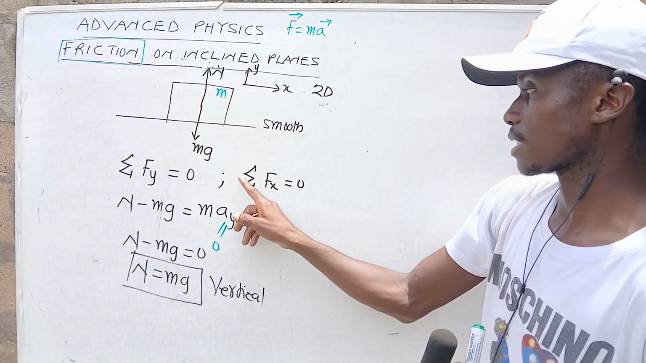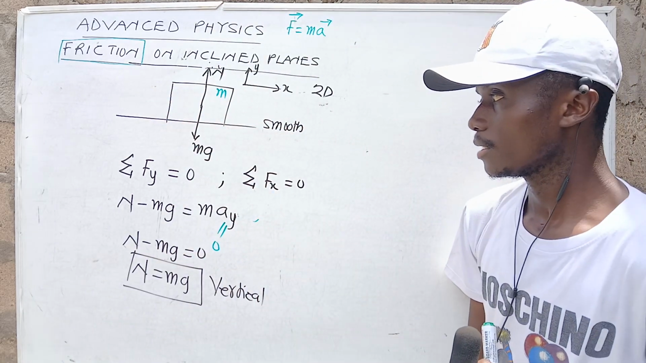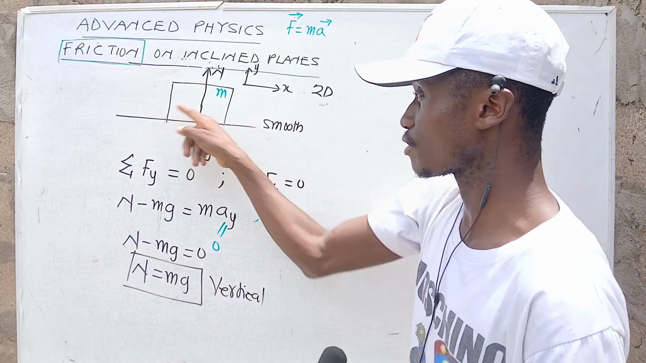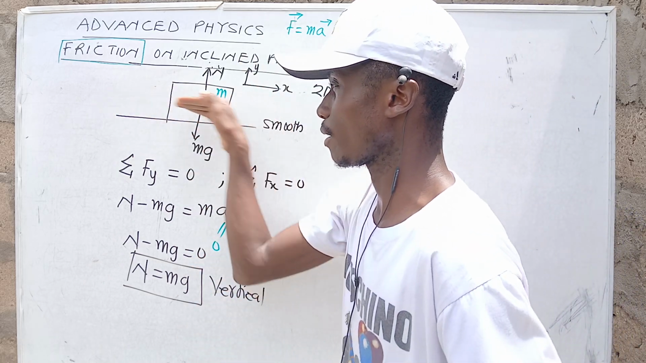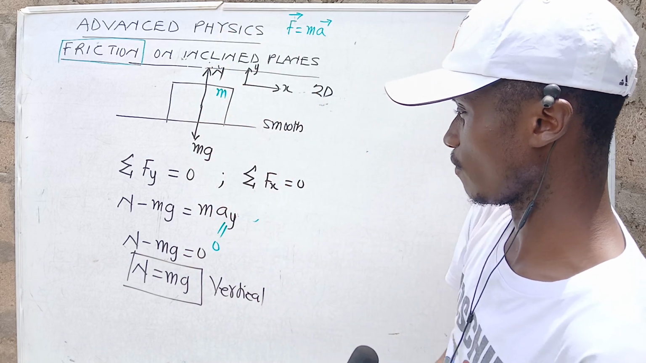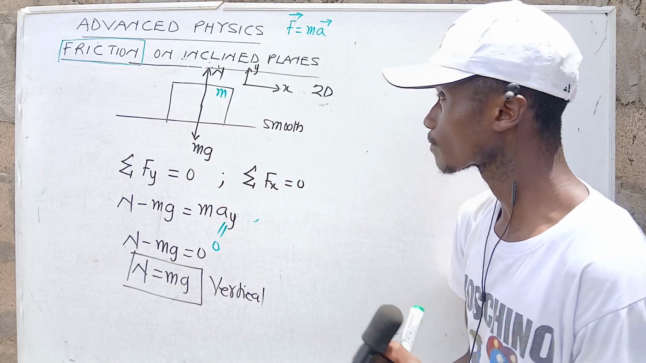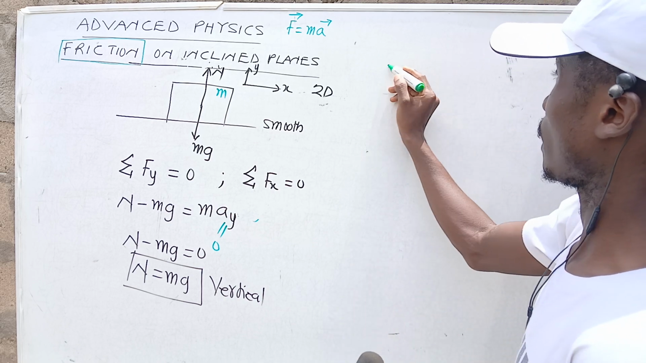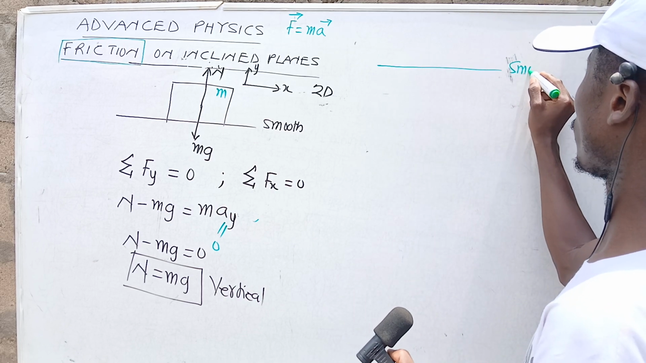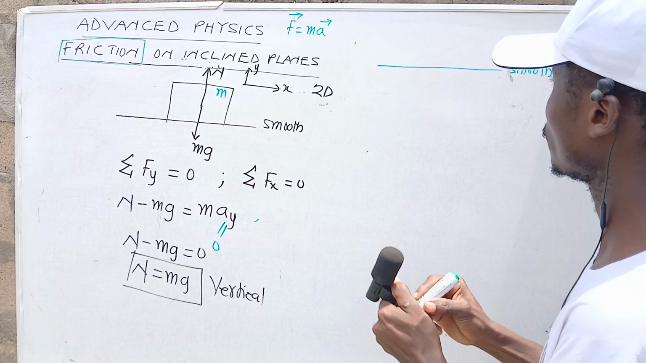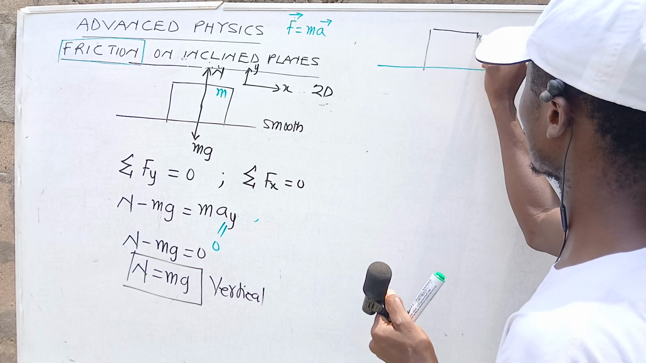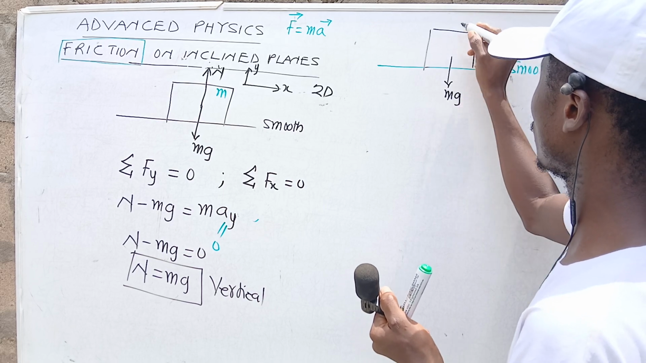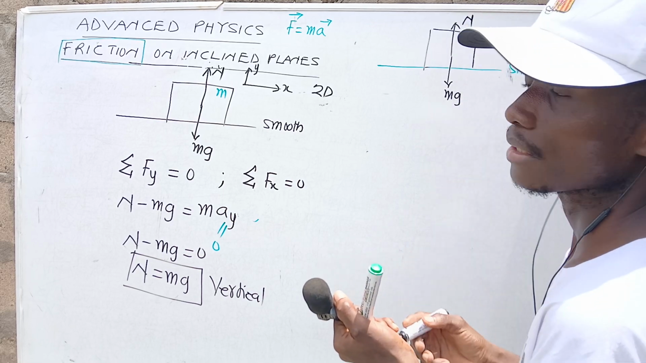In the horizontal, the sum of all the forces is equal to 0. So that's all the dynamics on this object. Given that this plane is smooth, there are no forces in the horizontal direction, but we have forces in the vertical direction. But let's consider another one. Another one, still, you have the surface to be smooth. You have the block. So of course you have mg, which we've known to be equal to n.